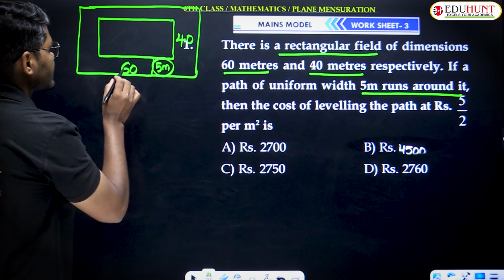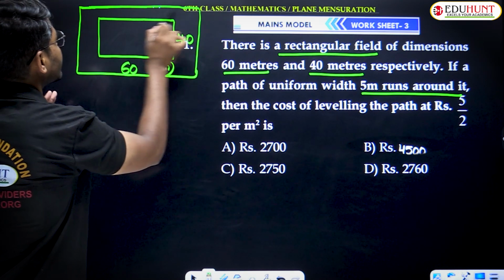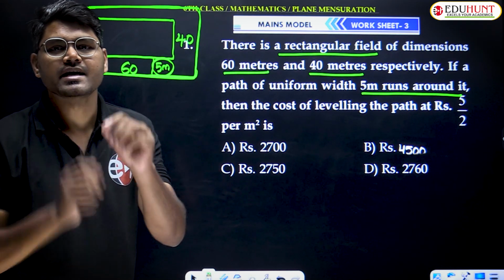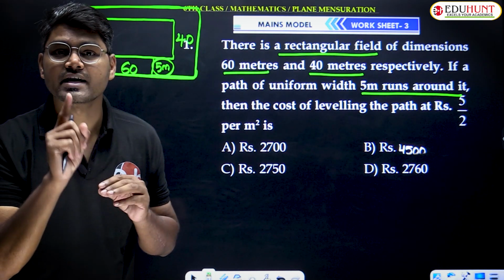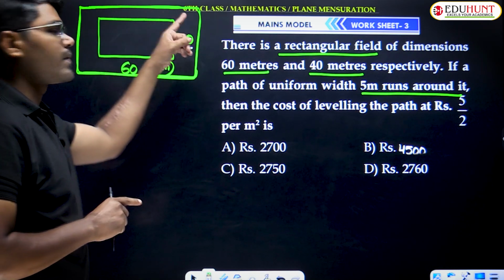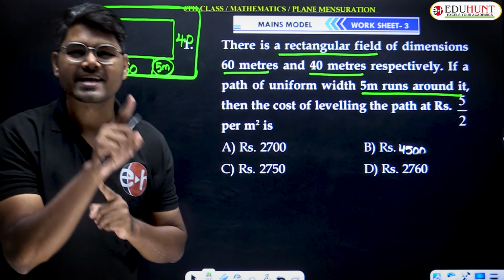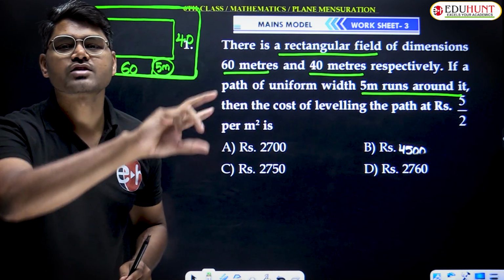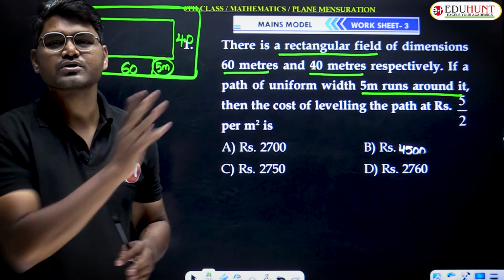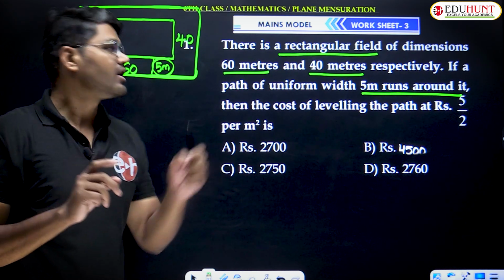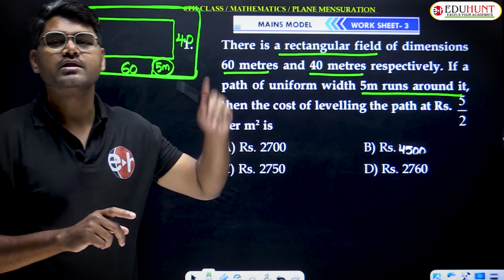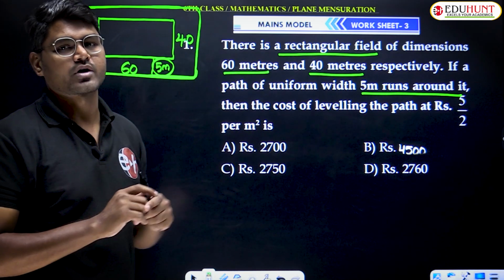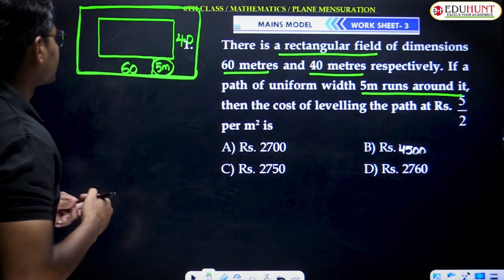Now see, first what we have to do? We have to find the area of this outer rectangle and the area of the inner rectangle. Then we subtract. Then what will we get? We get the area of the path. Okay. After getting the area of the path, just multiply by 5 by 2. Then you will get the cost of leveling the path. That is the approach for this question. Okay. First of all, while reading the question, we have to know the approach, how we are going to approach the question to solve. That is very, very important. Okay. Let's see how we are going to solve.